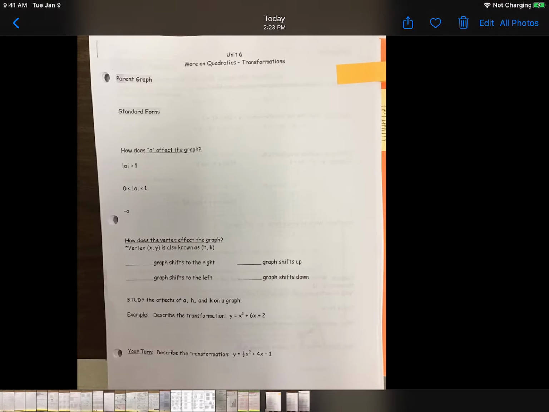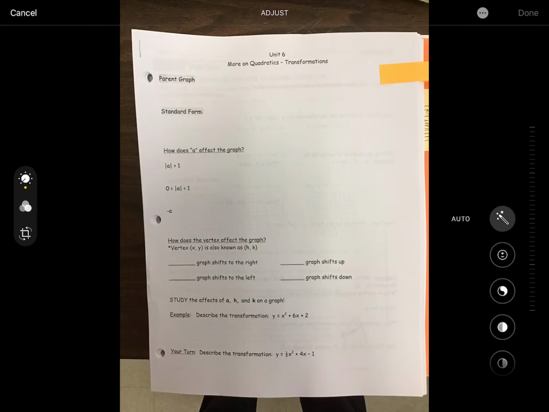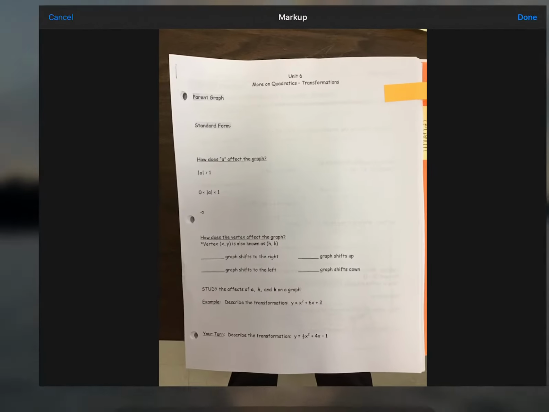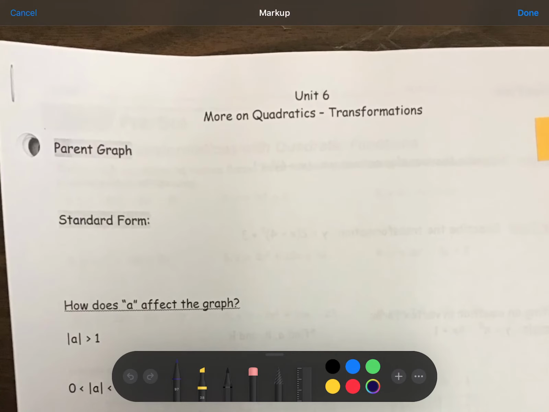All right, so back to my worksheet here, because I lost my worksheet. Sure did. All right, so again, parent graph is y equals x squared. It is at the origin. It's a parabola that opens up. And so, of course, now we can talk about how we can compare other quadratic functions to this parent graph.